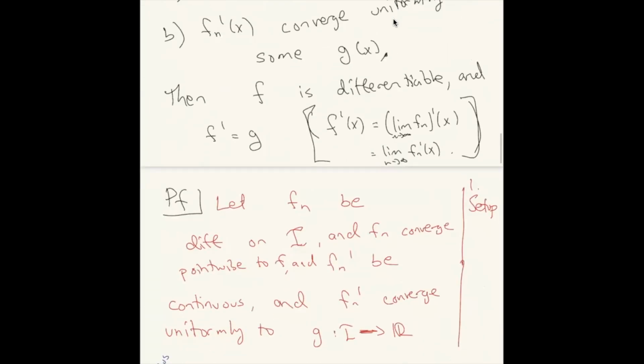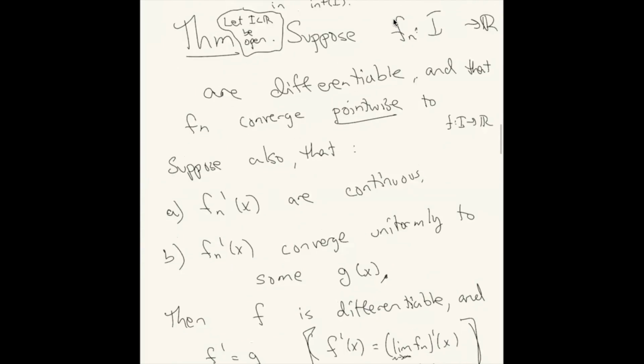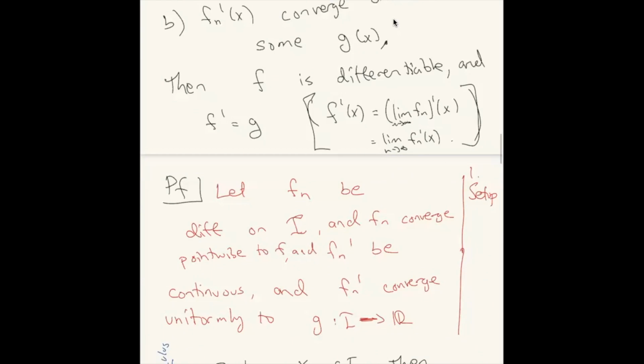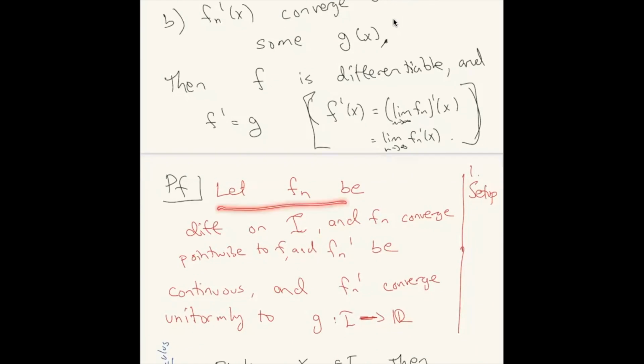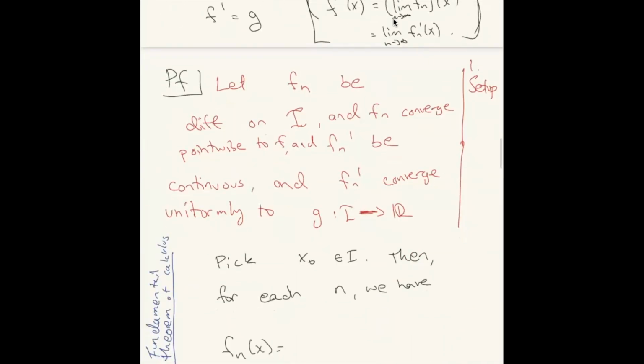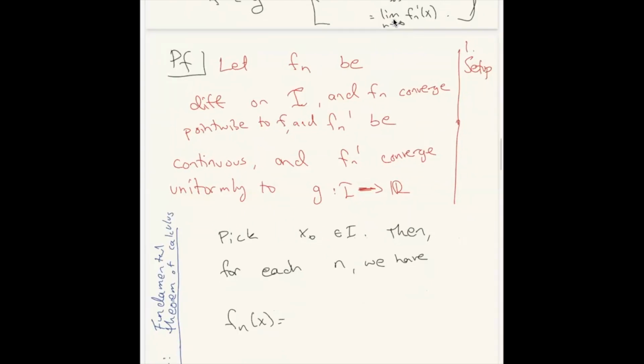Okay, so now let's prove this theorem about derivatives. Well, every proof has a setup. Let fn be differentiable on I. Fn converges pointwise to f. Fn prime are continuous, and Fn prime converge uniformly to a function g. I mean, this is stating the assumptions that we had in the theorem. Again, so now we have such things, and they're defined.